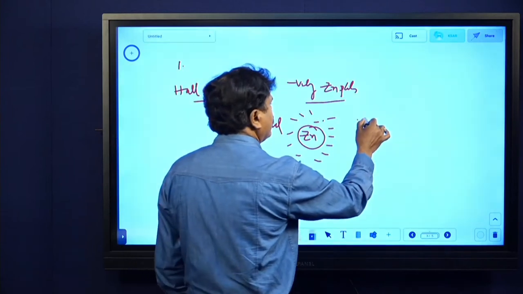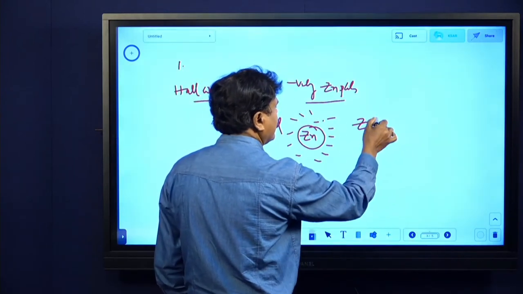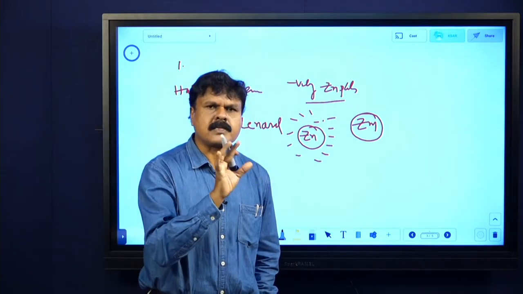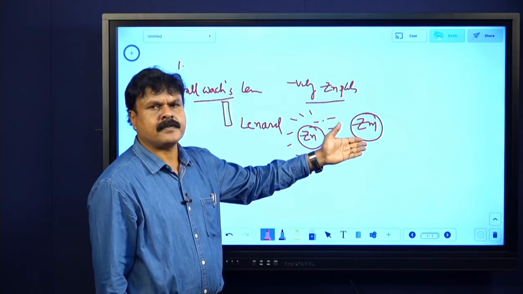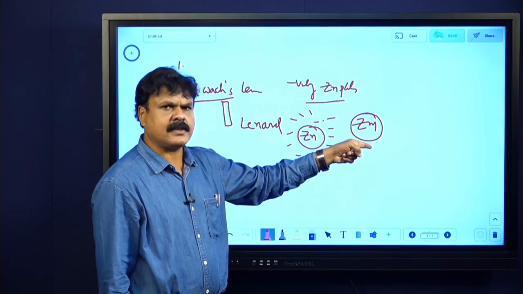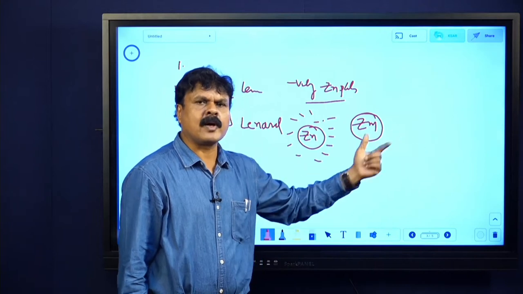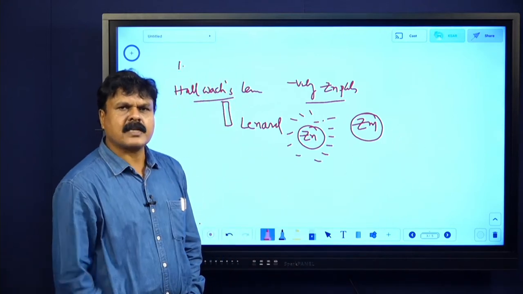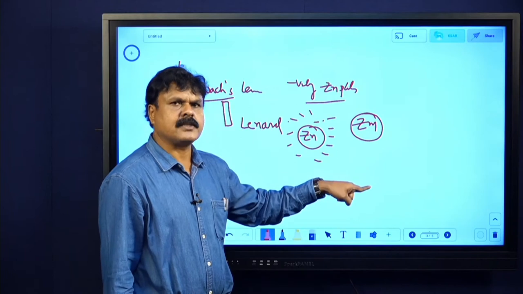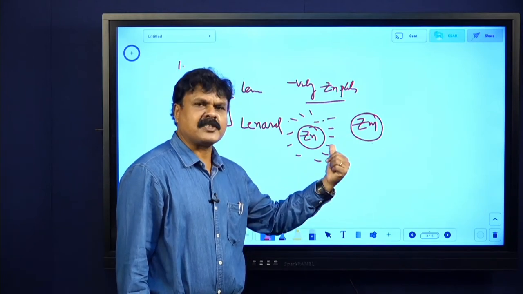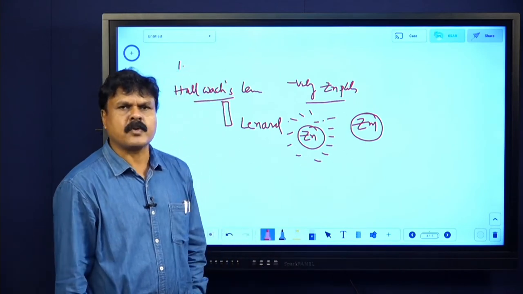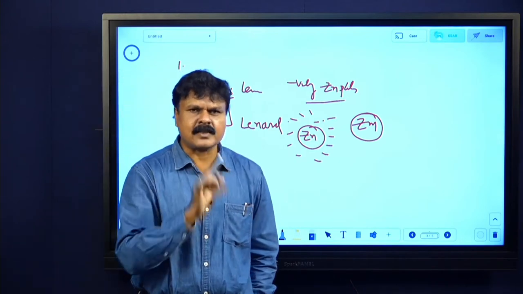So the negative charge decreases. If you take a neutral zinc plate, where electrons and protons are the same, and subject it to UV radiation, it becomes positively charged. Why? Electrons will be liberated, and when electrons are removed, it becomes positively charged. When you take a positively charged zinc plate, it becomes more positively charged. So a negatively charged zinc plate loses charge, a neutral zinc plate becomes positively charged, and a positively charged zinc plate loses electrons and becomes more positively charged. These were the observations by Lenard and Hallwachs.